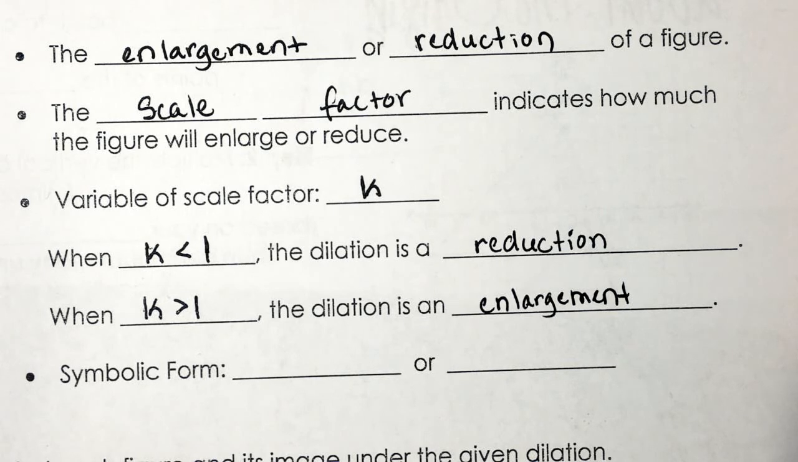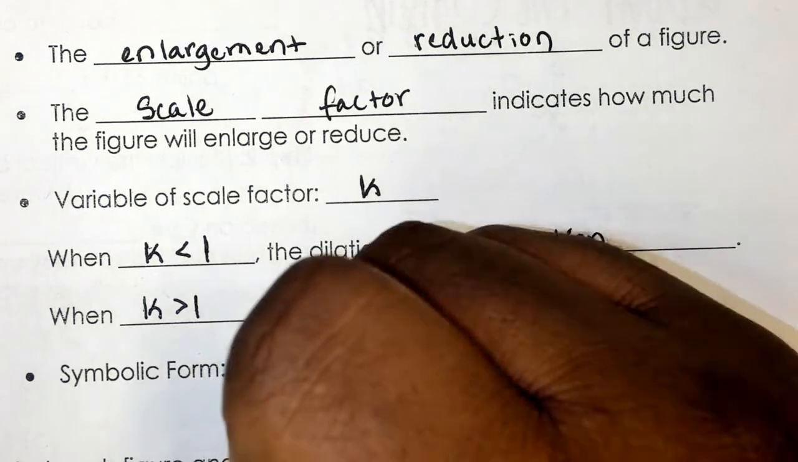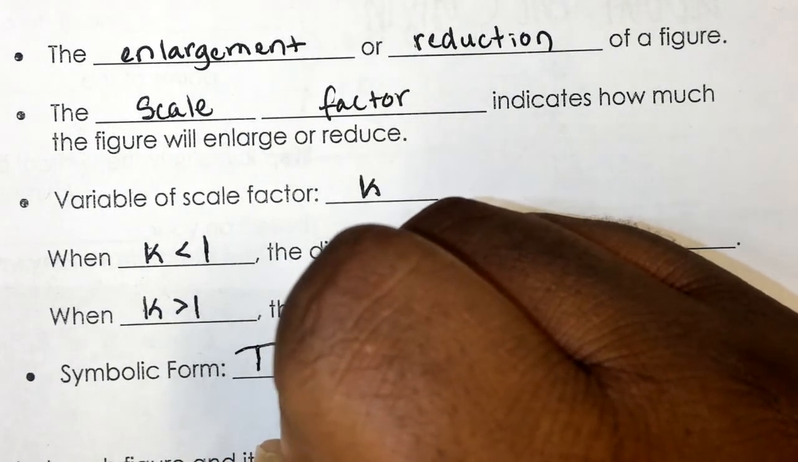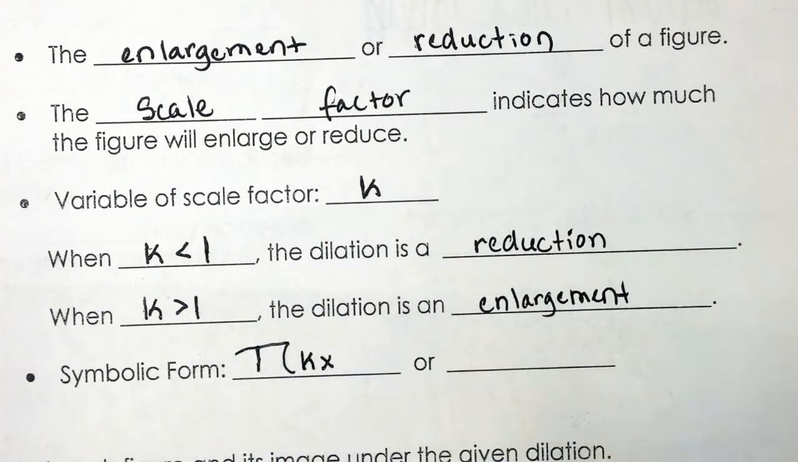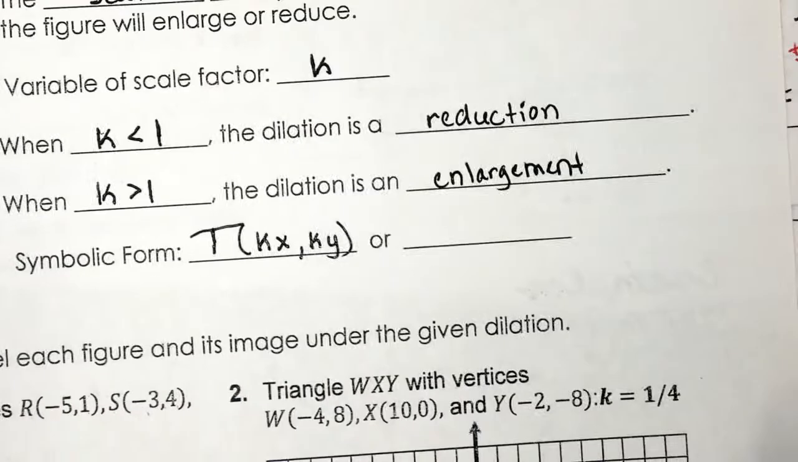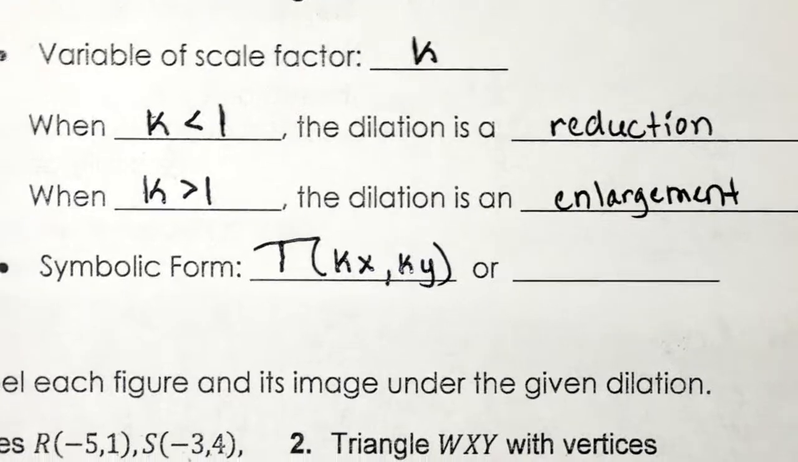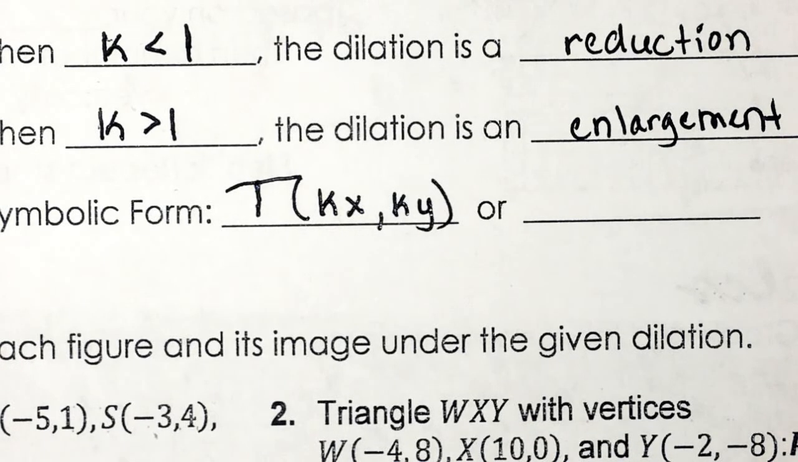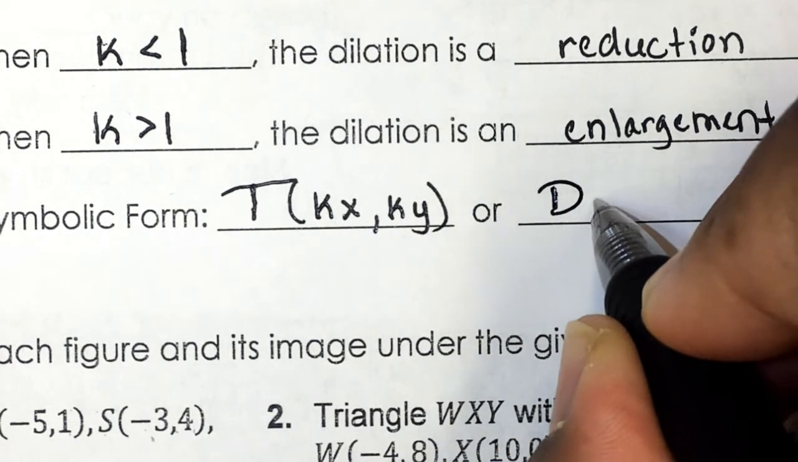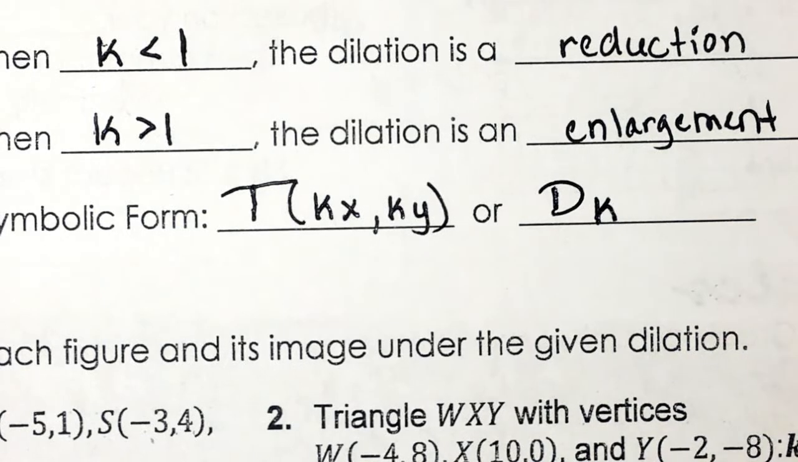Alright. Symbolic form. And y'all remember this one when we did it before. You won't see it this first way written a lot, but you have capital T, then parentheses. It'll be k times your x value, and then k times your y value. Let me zoom in a little bit. The form you'll see it as, we'll write it a lot. We'll write capital D, a dilation of k, and whatever scale factor we want to tell you.